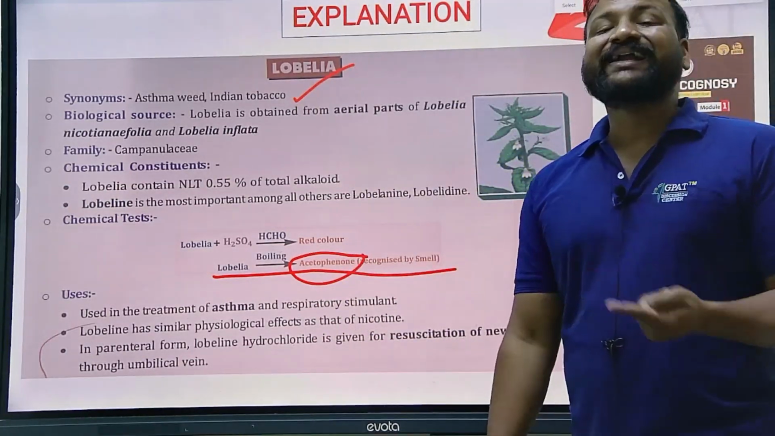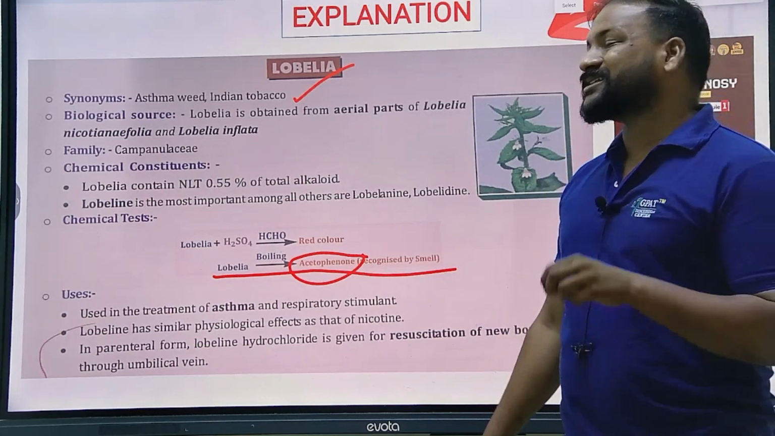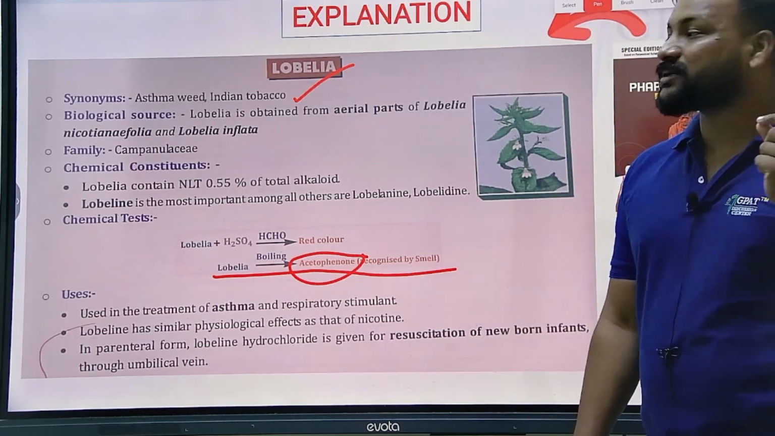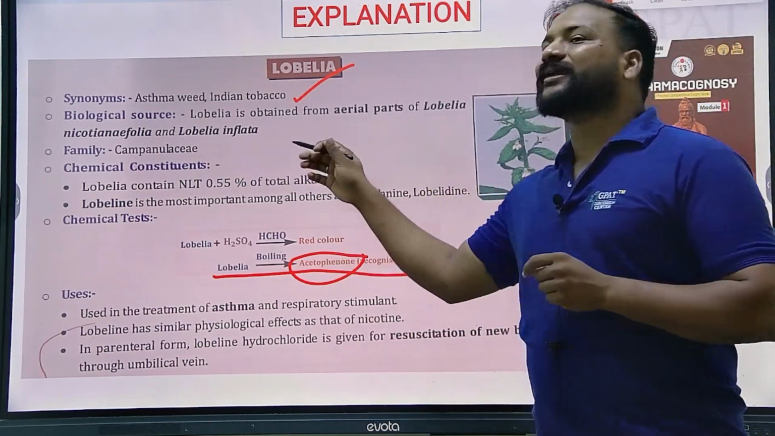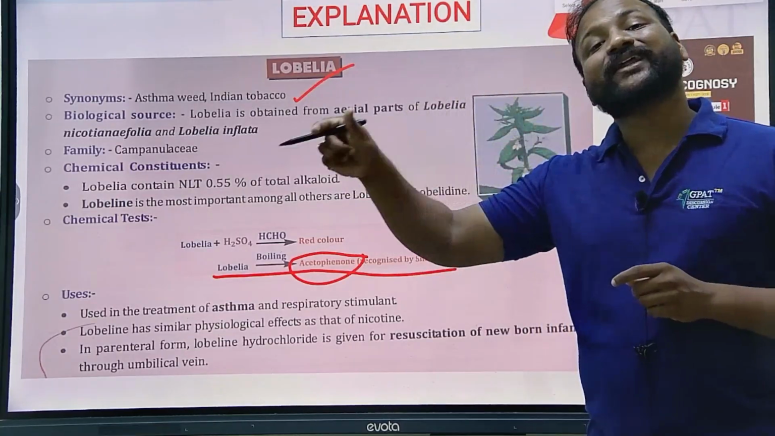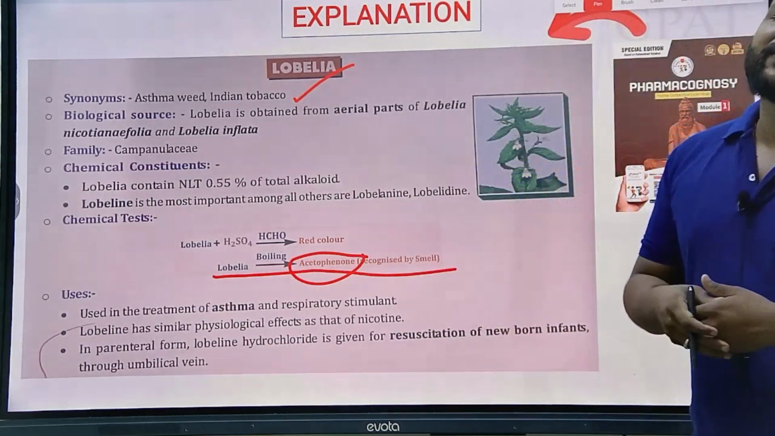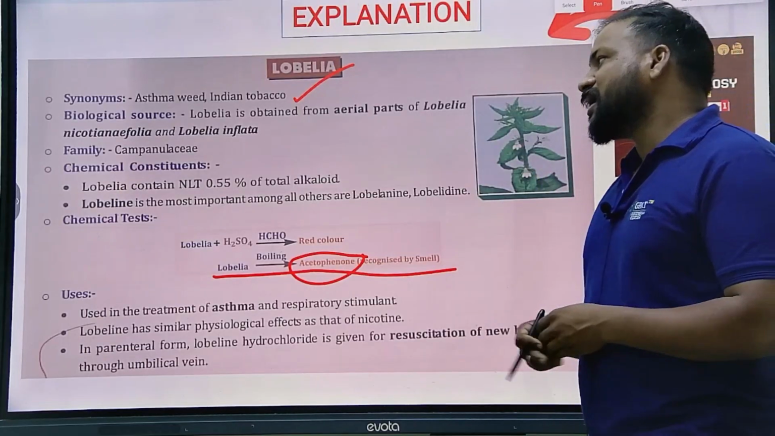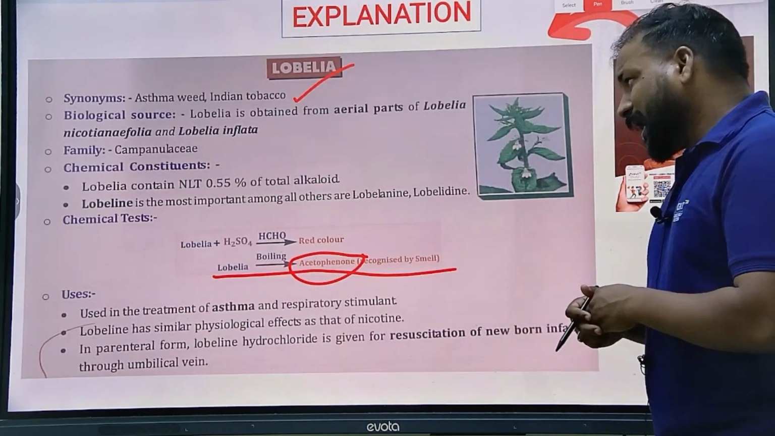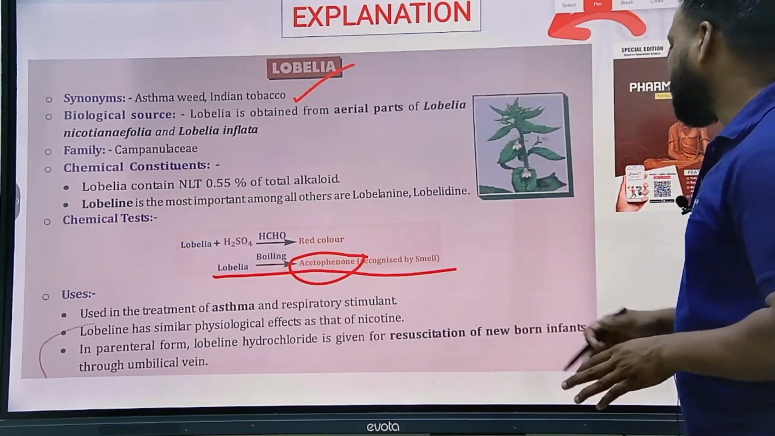Asthma weed and Indian tobacco, because of the species name, Lobelia nicotianaefolia, like nicotine, tobacco. And also asthma weed, because it is used for the treatment of asthma. That's the reason it is asthma weed. Okay, and yes, it contains lobeline and is used in the treatment of asthma.